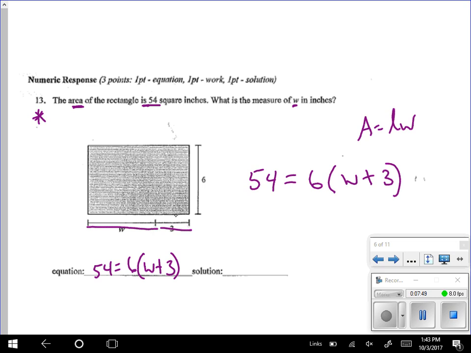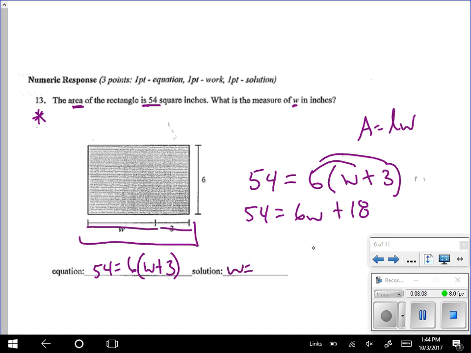Okay, a lot of people just want to put W, or a lot of people want to put 3W. Okay, no, we're adding those two pieces to figure out the whole length of this. Okay, so now I'm going to have to distribute. So I have 54 equals 6W plus 18. Now I'm going to solve to figure out what W is equal to. So I have to subtract 18. Borrow if you need to. 14 minus 8 is 6. And 36 would be our answer there. Divide by 6. So W equals 6.